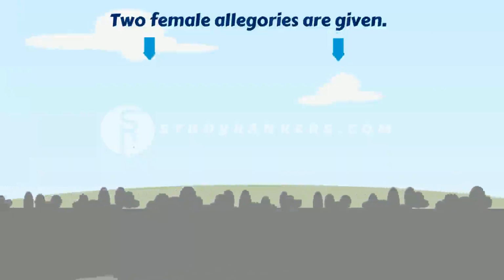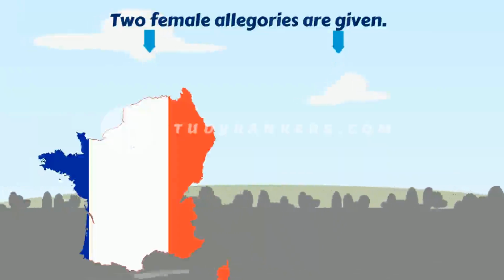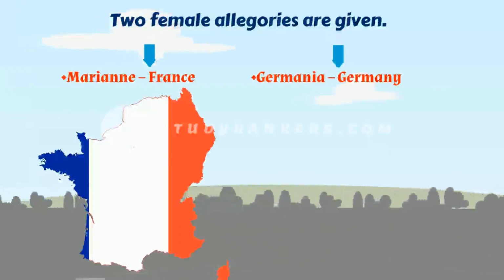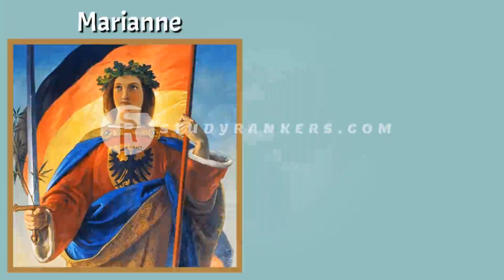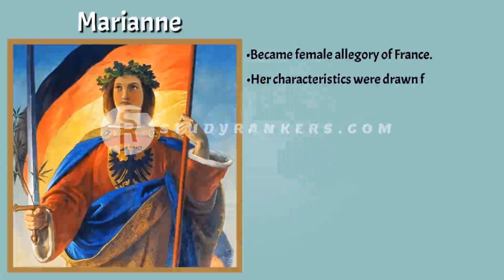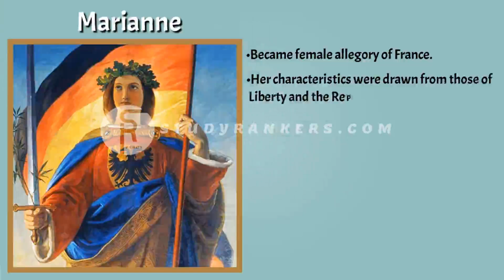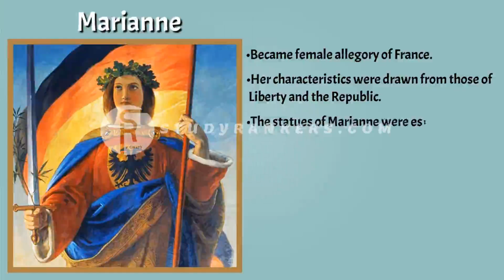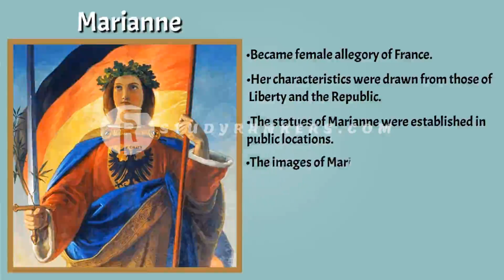There were two female allegories given in the textbook, which we need to study, Marianne and Germania. Let's try to understand them one by one. Marianne is a popular Christian name, which became the female allegory of France. Her characteristics were drawn from those of liberty and the republic. The red cap symbolizes liberty, and the tricolor and cockade symbolize the French Republic. The statues of Marianne were established in public locations as it became a national symbol of unity and people can identify with it. The images of Marianne were also marked on coins and stamps in France.